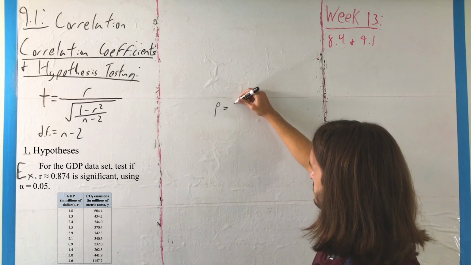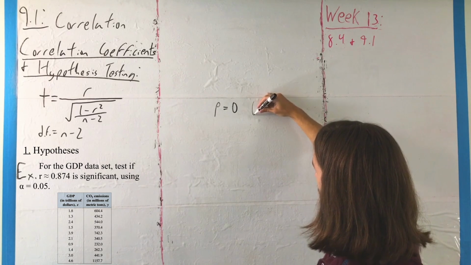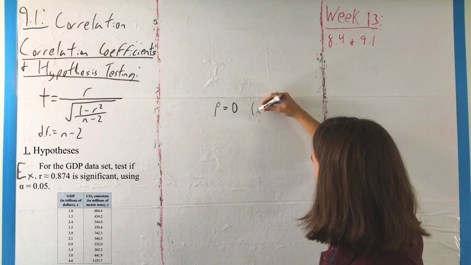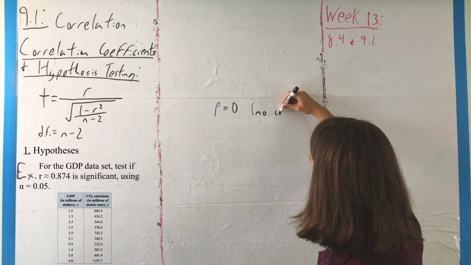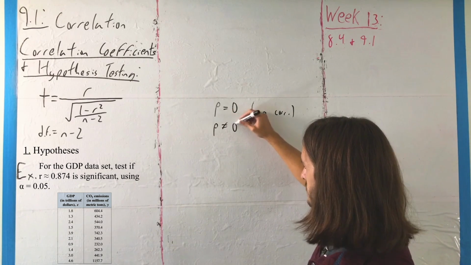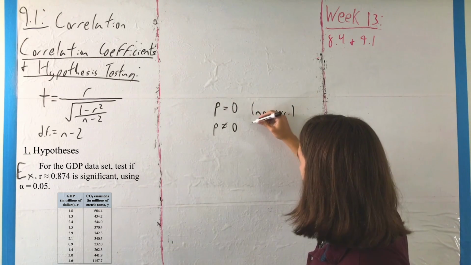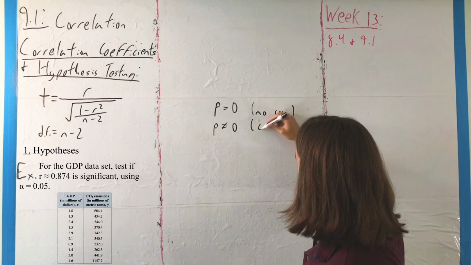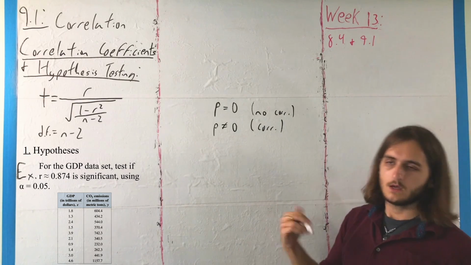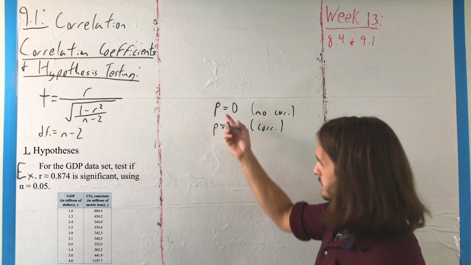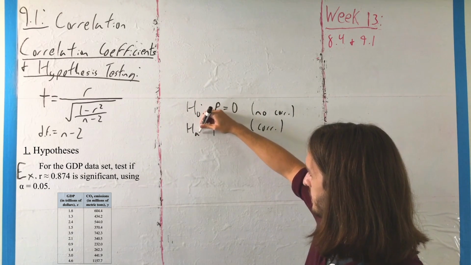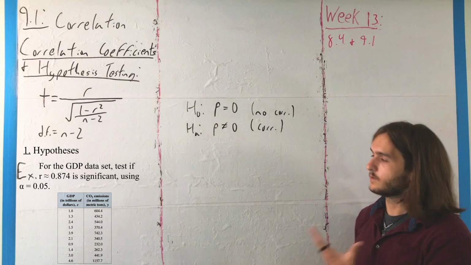our possibilities are that rho is equal to 0, which is to say that we don't have any significant correlation, so in our language that's no correlation, or if rho is anything other than 0, where rho being anything other than 0 indicates some significant amount of correlation between our two datasets, between a country's GDP and their CO2 emissions, where because that has an equality, that's our null, and our alternative is that there is some correlation.